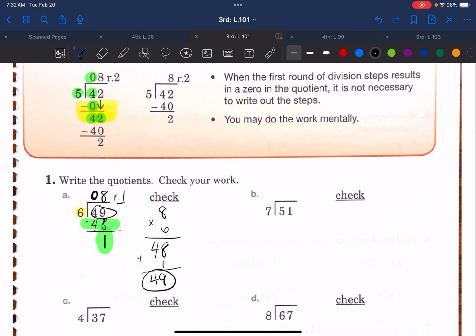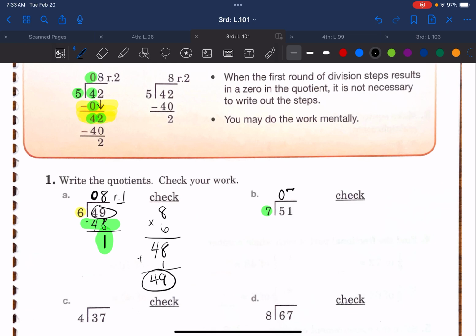I'll do one more with you. So if I look at B, I look at my 7. Can I make a group of 7 if I just have 5? Let's say I have 5 M&Ms sitting on my desk. Can I make a group of 7? No, I cannot. So that means I need to put my 0 there. There's no groups of 7. But if I subtract it, it's going to still be 51. So instead of writing that again, I'm just going to count by 7s until I get close to 51. Okay, and I happen to know my doubles, and 7 times 7 is 49.